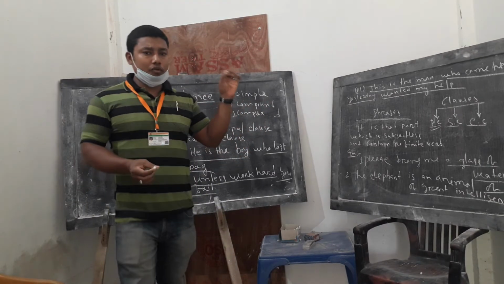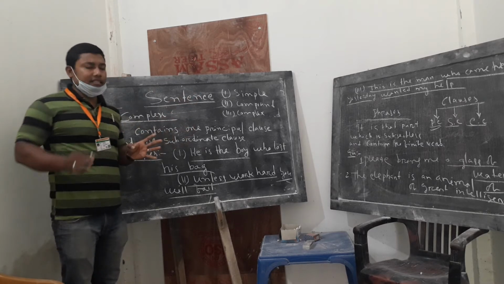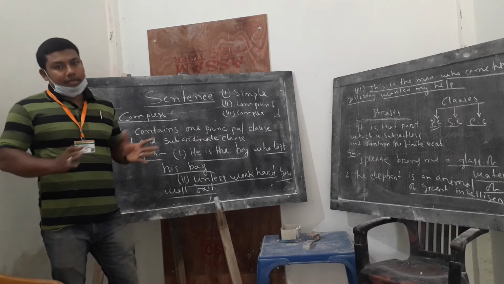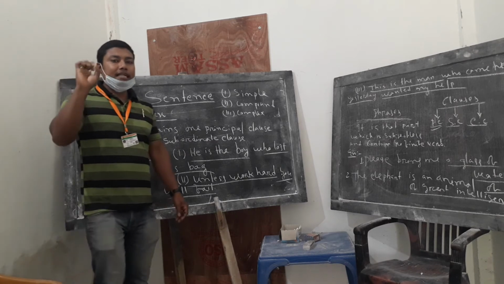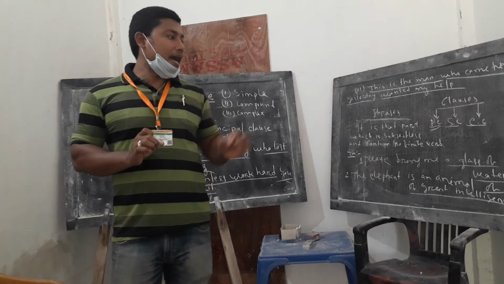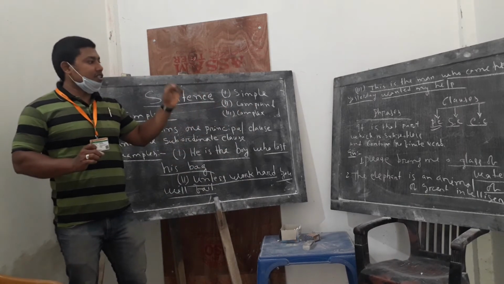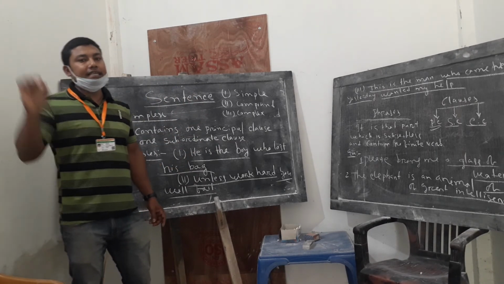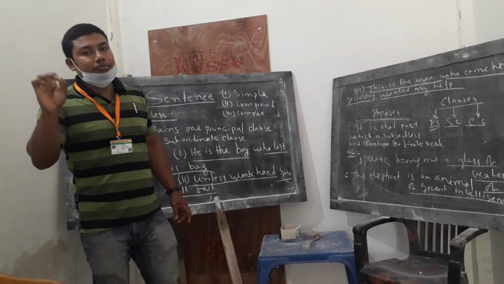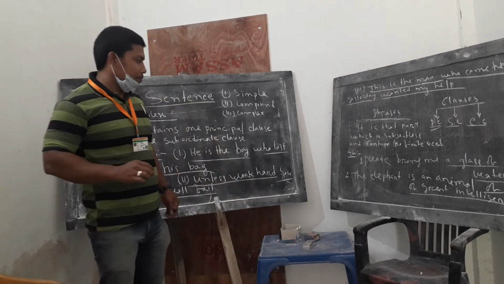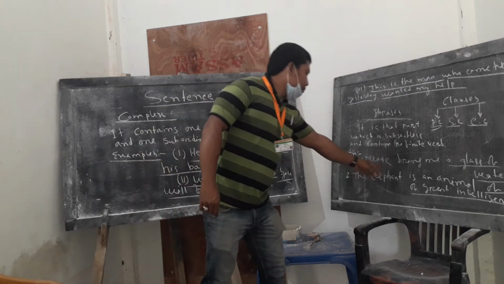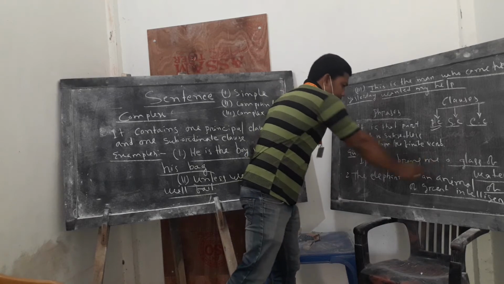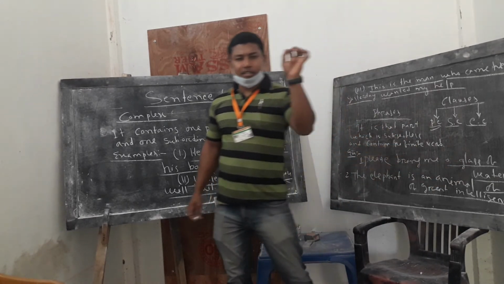Now I am going to give some hints about these differences. A phrase is that part which is subjectless and which does not contain any finite verb. If we discuss the definition of a phrase, we will get that a phrase is that part of a sentence which does not have any subject and any finite verb. Suppose, if we take this example, please bring me a glass of water. Here, a glass of water, this part is a phrase.